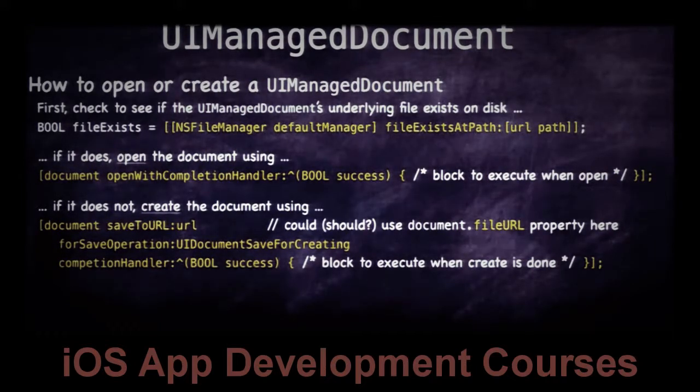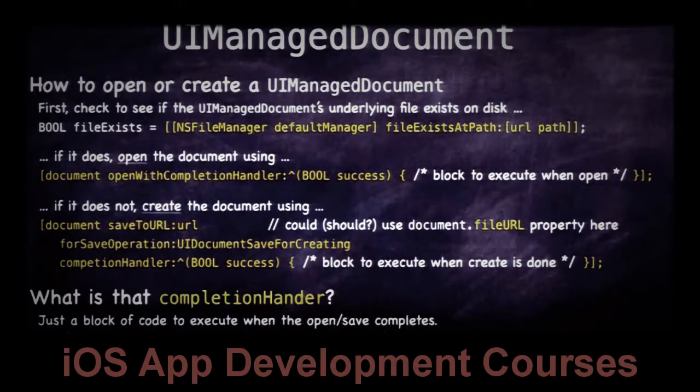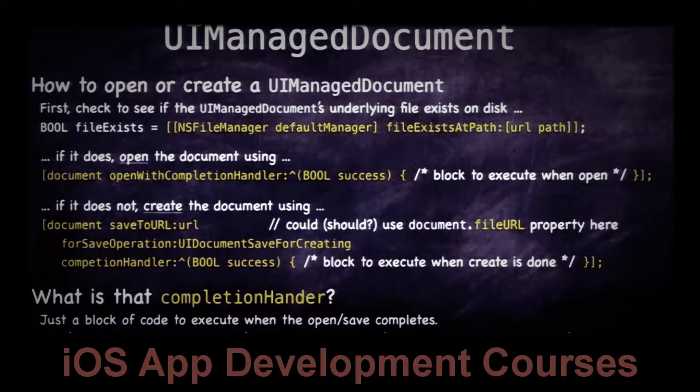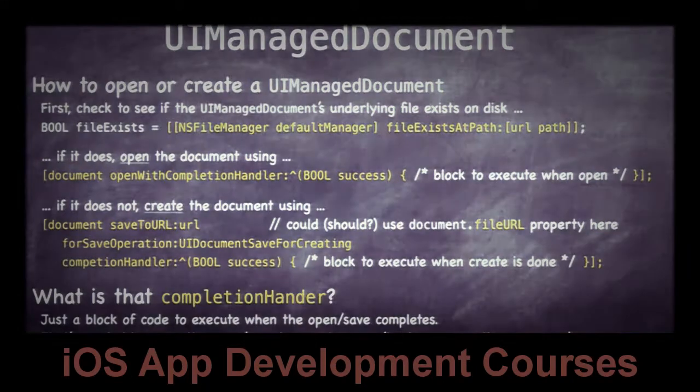Why do these open and save and create methods have a completion handler? It says saveToURL, but really it's create at URL. Well, it's because these are asynchronous. These two methods, open and create, basically, are asynchronous. They don't happen immediately. When you ask the UIManagedDocument, please open this or please create this for me, it might take it a little bit of time. Why might it take some time?